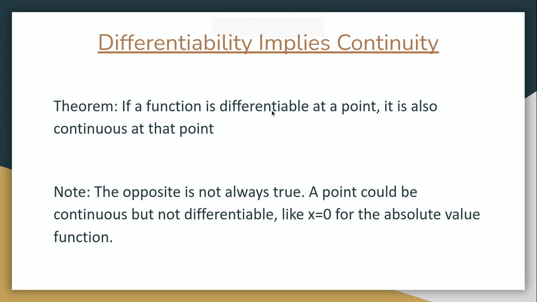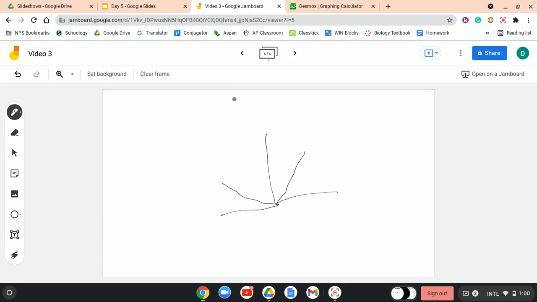All right, differentiability implies continuity. The theorem is as follows. If a function is differentiable at a point, it is also continuous at that point. And we're going to prove that very quickly just by looking at each continuity type individually.